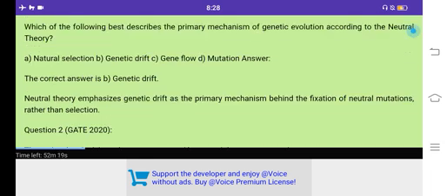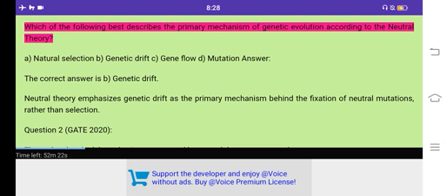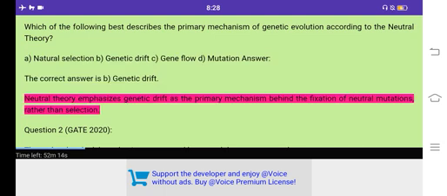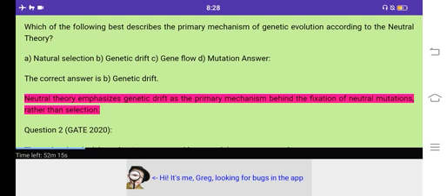Practice questions and answers. Question 1, GATE 2018. Which of the following best describes the primary mechanism of genetic evolution according to the neutral theory? A. Natural selection. B. Genetic drift. C. Gene flow. D. Mutation. Answer. The correct answer is B. Genetic drift. Neutral theory emphasizes genetic drift as the primary mechanism behind the fixation of neutral mutations, rather than selection.